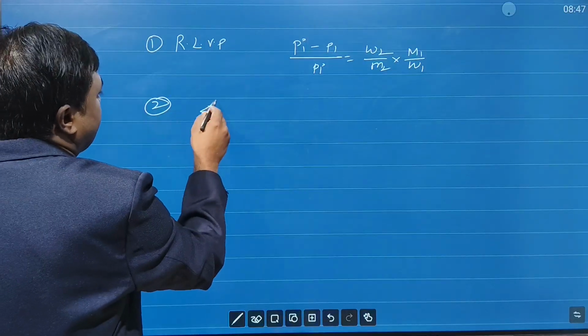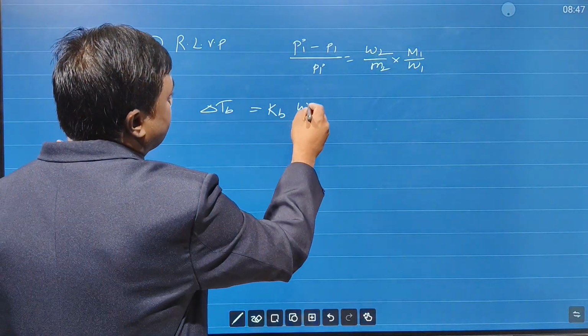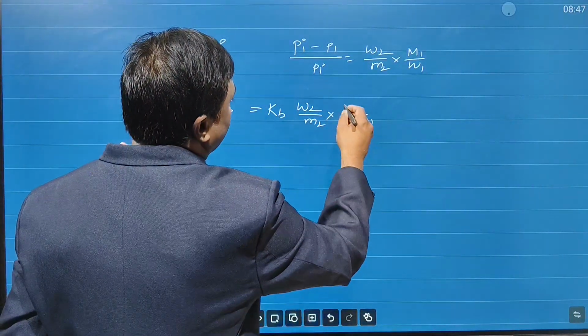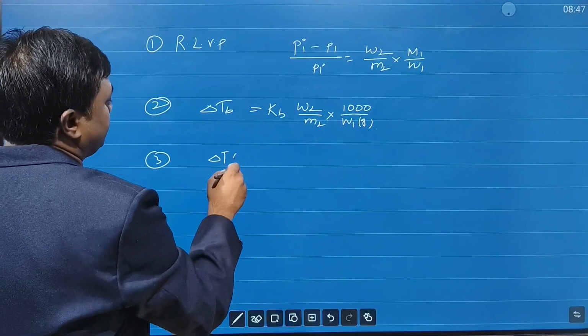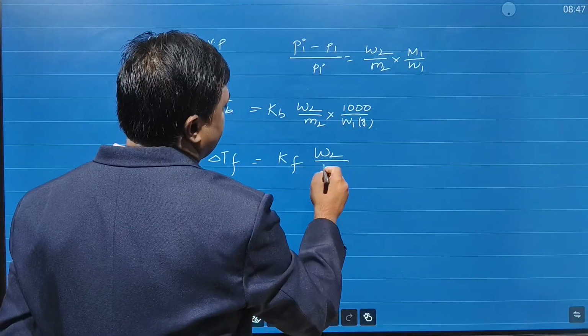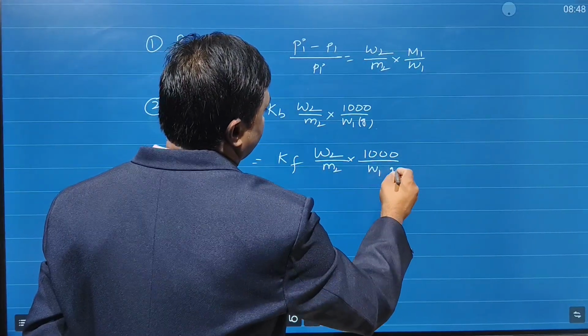Second one, what we learnt? Delta Tb. What is delta Tb? That is equal to Kb into molality, that is W2 by M2 into 1000 by W1, since W1 is in gram. Third one is depression in freezing point. Delta Tf is Kf into molality, that is W2 by M2 into 1000 by W1 in gram.